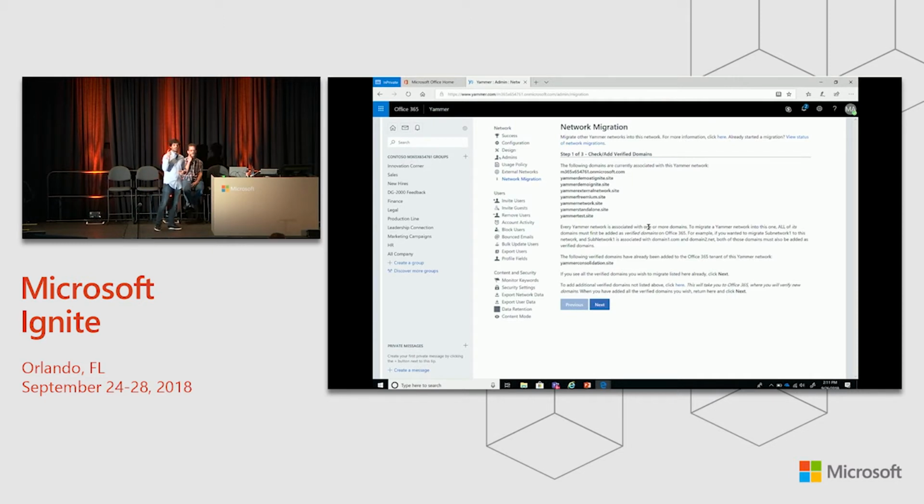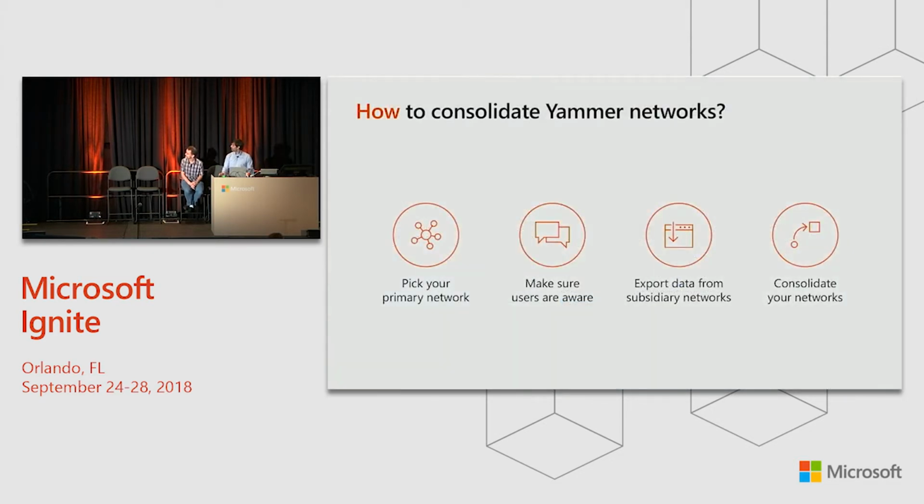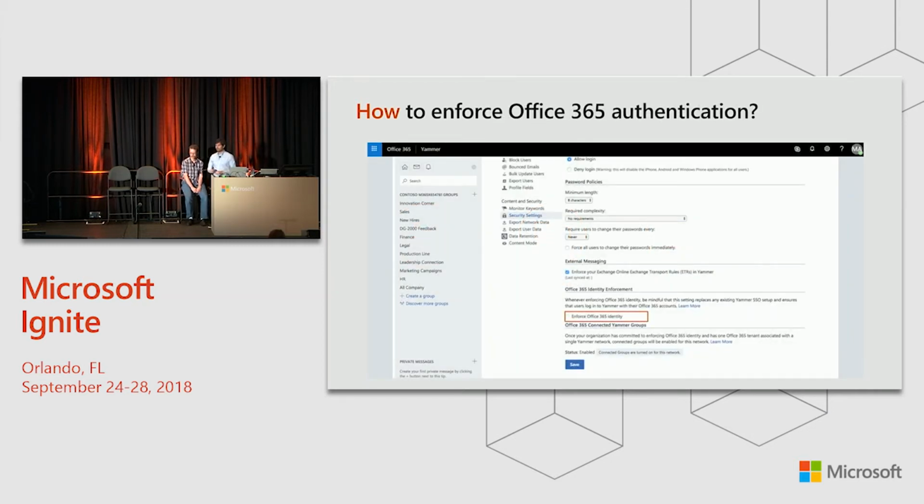Now let me walk you through the second thing, which is enforcing Office 365 authentication. Are you seeing that screen? Okay. All right. So it's very simple. Enforcing Office 365 authentication, you just need to go to Yammer settings, and you check that box that says Enforce Office 365 Identity. It takes a few minutes.